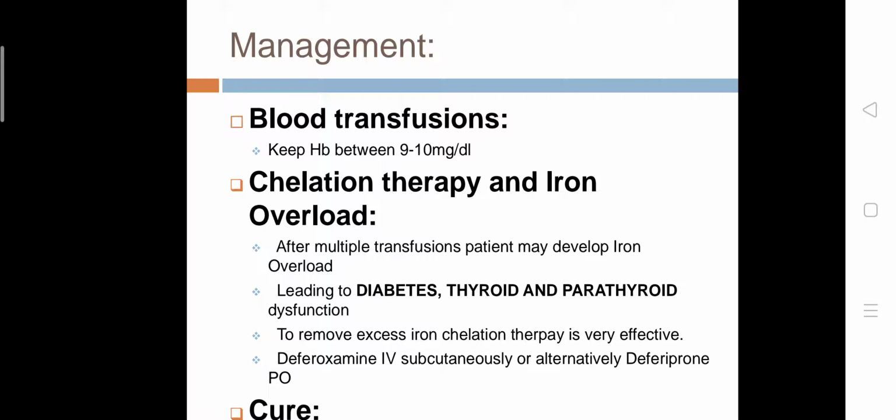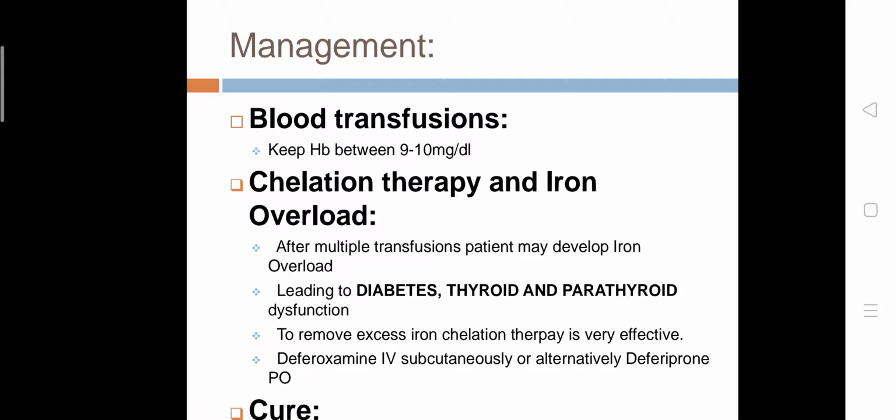Next we have management of thalassemia. The first option is blood transfusion to keep the hemoglobin between 9 to 10 mg per dl. Then chelation therapy for iron overload. After multiple transfusions, the patient may develop iron overload, leading to diabetes, thyroid and parathyroid dysfunction. To remove excess iron, chelation therapy is very effective. Deferoxamine IV or subcutaneously, or the alternative deferiprone per oral, we can give to reduce the iron level in the blood.